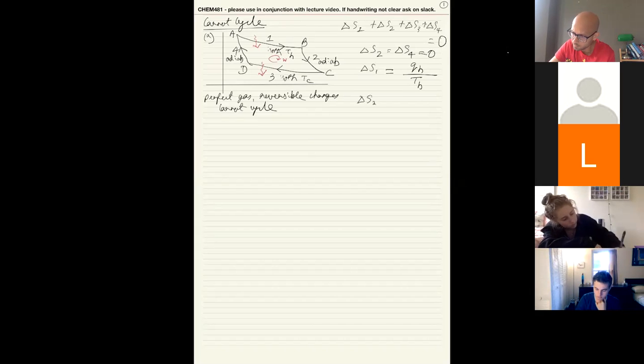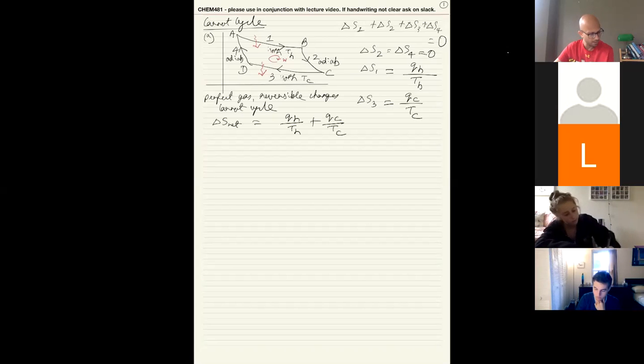Delta S3 will actually be negative because heat is being given out, but we account for that in the QC term. So QC is going to be negative. So this is going to be TC. So what we want to show: delta S net is equal to QH by TH plus QC by TC. So how do we do this? First, we have to figure out QH. How do we figure out QH?